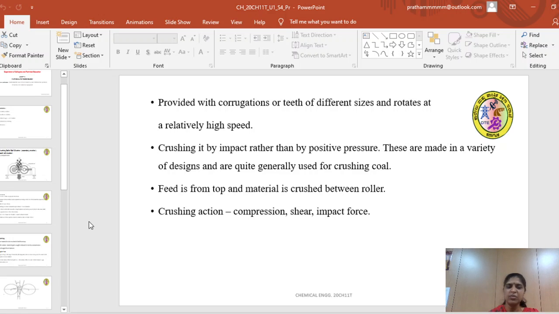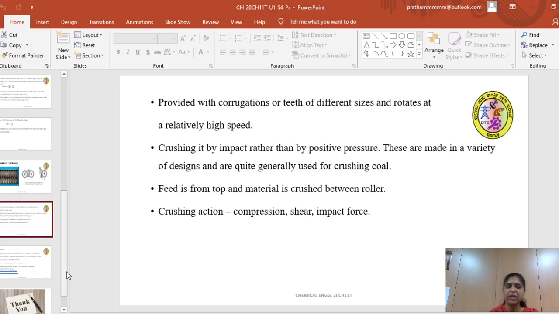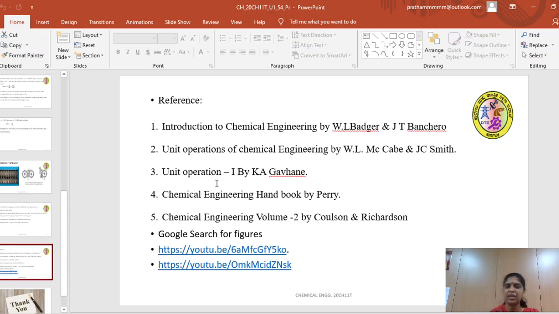The references have been given, and a YouTube link has also been given in these references. Please go through the YouTube link. You will get the pictorial working of these two crushers in these two links. And as I have been telling, the book you can refer to is Unit Operation 1 by K.A. Gavane.